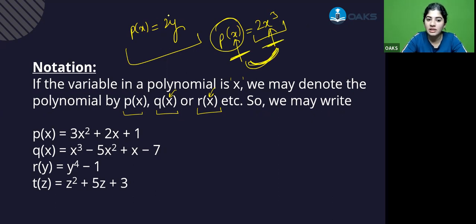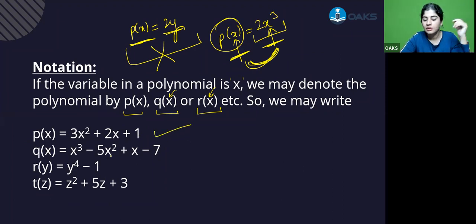Here it is not matching. Here y is the literal coefficient, but we are saying that it is a polynomial in x. That doesn't match. Now p(x) is equal to 3x square plus 2x plus 1. It is an example of how a polynomial in x is written. q(x) could be like this.